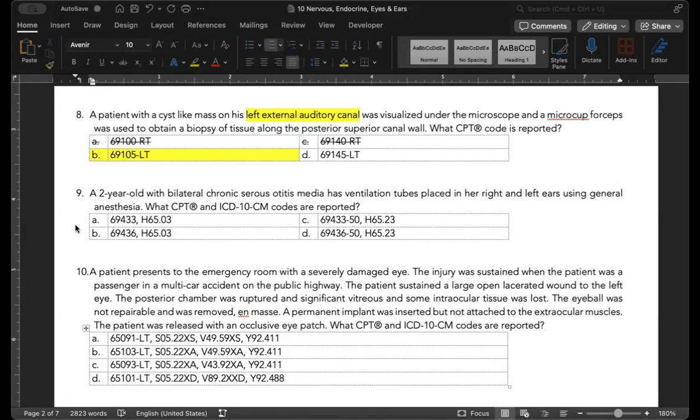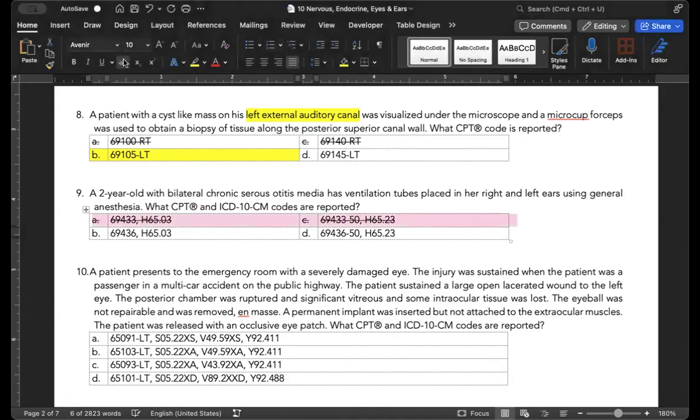Okay, so Don says 69436. Are we going to use the modifier 50? Yep, because we did it bilaterally. And then we have that parenthetical that says for bilateral procedures, report 69436 with your modifier 50. Okay.